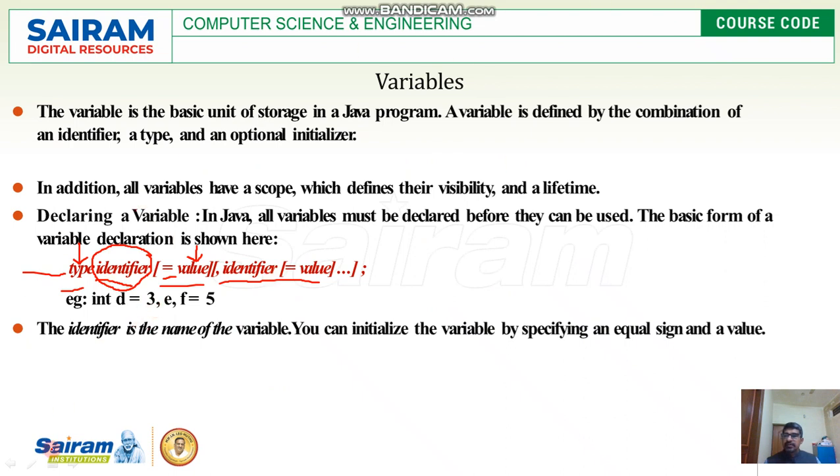This is another example where we have declared variables: int d is equal to 3, e does not take any value, and f is going to be 5. So let me repeat, identifiers are the names of the variables. You can initialize the variable by specifying an equal sign.